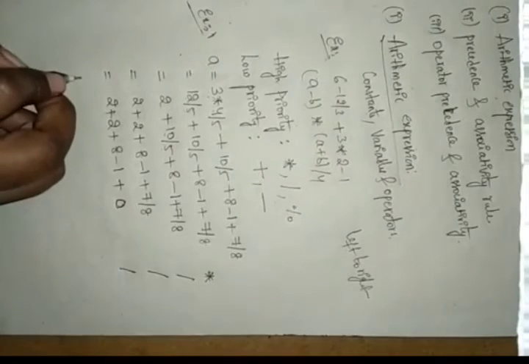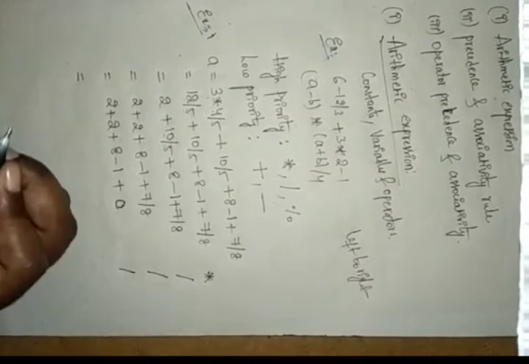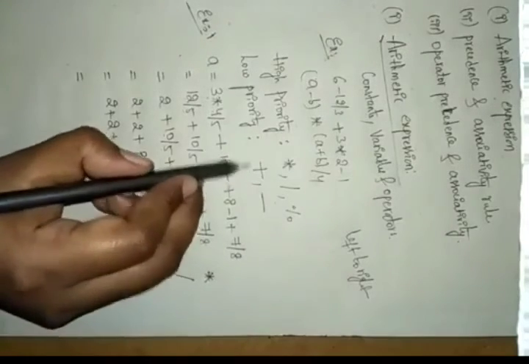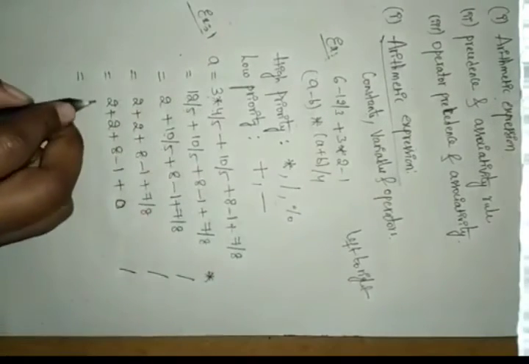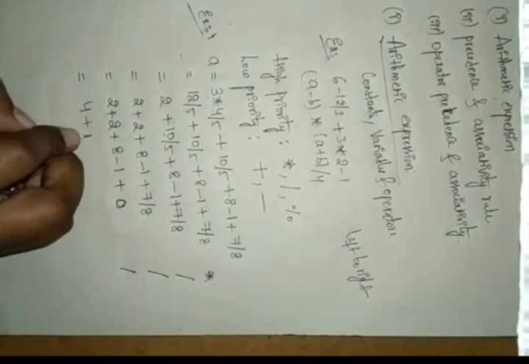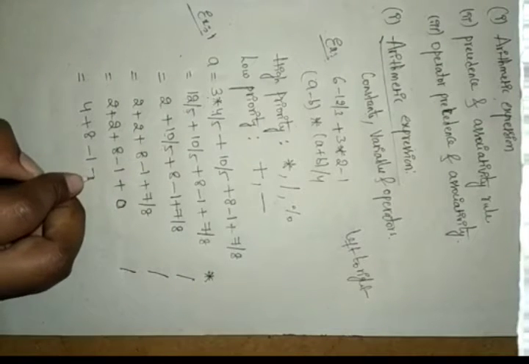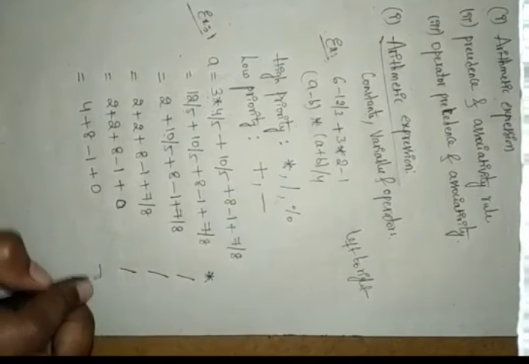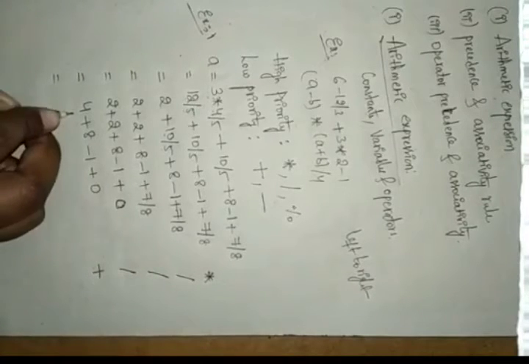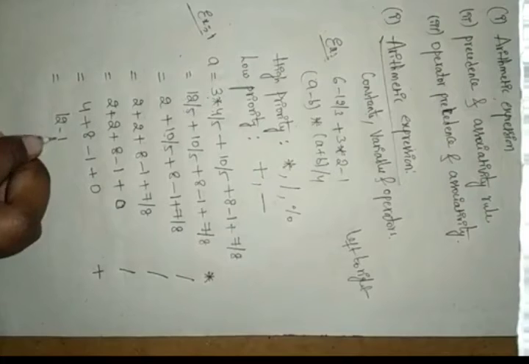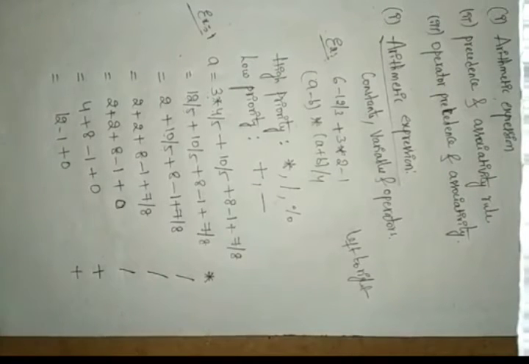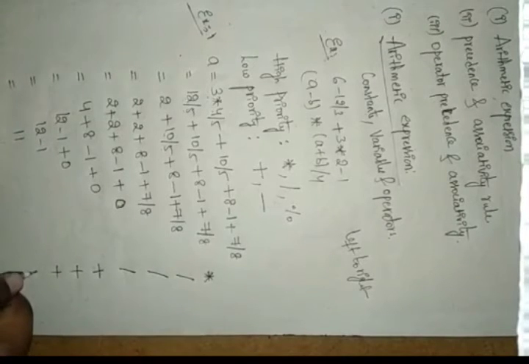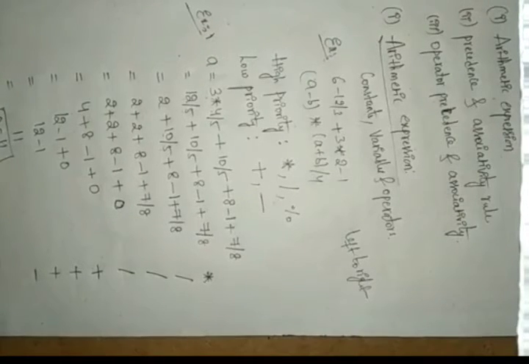After that we need to do the lower priority: 2 + 2 is 4, plus 8 minus 1 plus 0. Yes, there is no problem with this. Next, 4 + 8 is 12, minus 1 plus 0, 12 plus 0 is 12, 12 minus 1 is 11. So at last we got a equals 11.